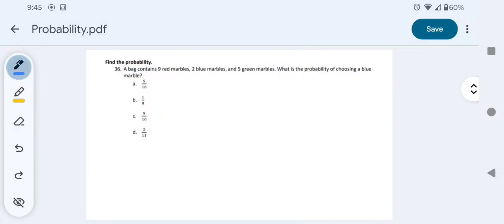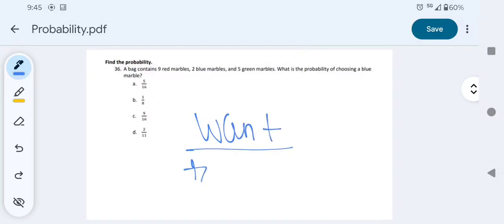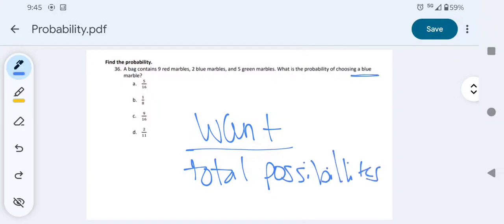A bag contains 2 blue marbles, 9 red marbles, 5 green marbles. What is the probability of choosing a blue marble? First of all, we need to understand what probability is. It's going to be what you want to happen out of your total possibilities, okay? What does that mean? Well, I want a blue marble.